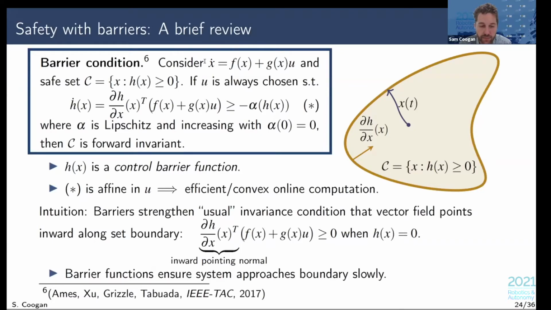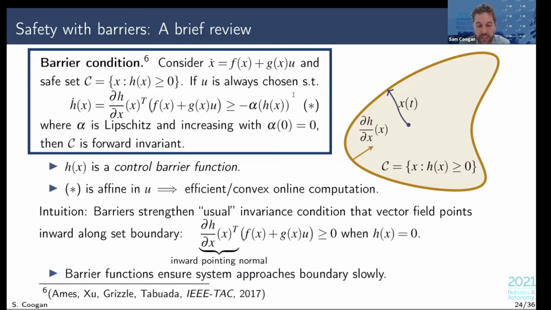So if you have a control affine system, now, in this particular instantiation, we don't have a disturbance input, but we do have a control input U, and it's affine in the control input. And suppose you have a safe set, calligraphic C, that is defined as the super level set of some function H. If one chooses your input U such that the time derivative of this so-called barrier function H is always lower bounded by some particular function with certain properties, what this control barrier function theory tells us is that the system will remain safe.